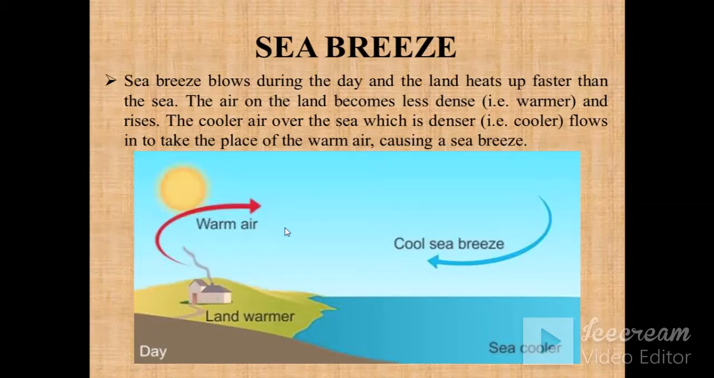So here you can see in this diagram, the daytime is there. Due to this sunlight, the air at the land becomes warmer and air at the sea is cooler. So this cool air takes the place of warmer air. So this is how sea breeze forms, and this is how it causes the cooling effect.